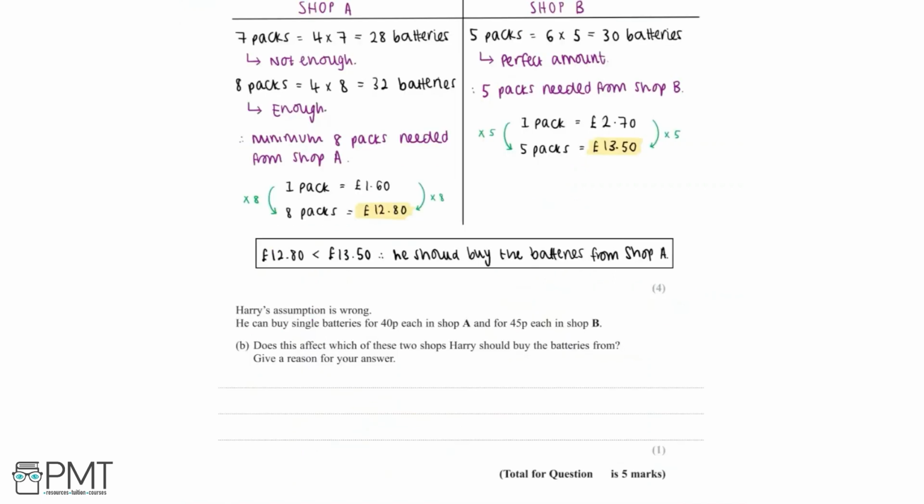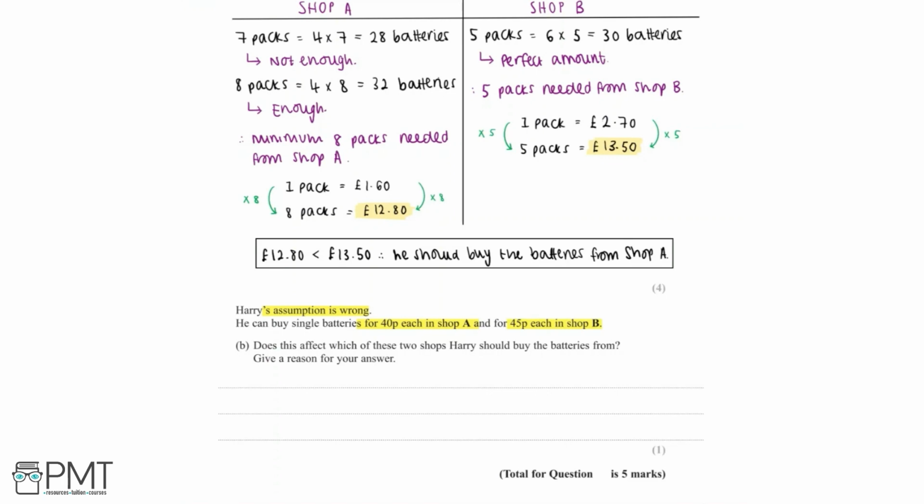Now in part B, we're told that Harry's assumption is wrong. He can in fact buy single batteries for 40p each in shop A and 45p each in shop B. We need to find out if this affects which of these 2 shops that Harry should buy the batteries from, and we can do a quick calculation to help us with this.